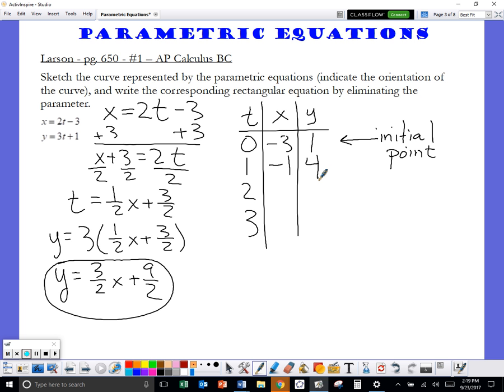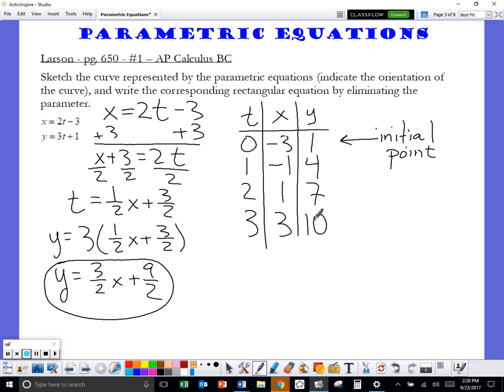On to t equals 2. 2 times 2 is 4. 4 minus 3 is positive 1. In the y equation, 3 times 2 is 6 plus 1 is 7. And plugging in 3, we get 6 minus 3 is 3. Of course, you can see that we've developed a pattern. Each parametric equation is linear, so you can just go with the patterns that you see. We're increasing by 3, so this one over here should be 10. And again, you have points that you can plot. This is moving up and to the right, since it happens to have a positive slope. Starting at the point (-3, 1), we are moving up and to the right.